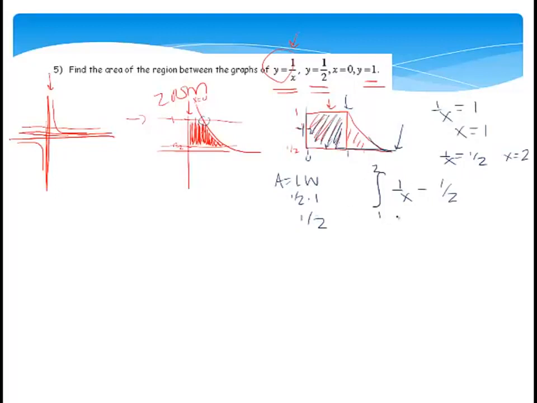So let's just kind of recap what we've done. We've had to split this into two sections. I didn't have to really take the integral because I could figure out the area on my own, length times width. This one's a little curve, so I do have to take the integral. So now I have to do this one by hand.